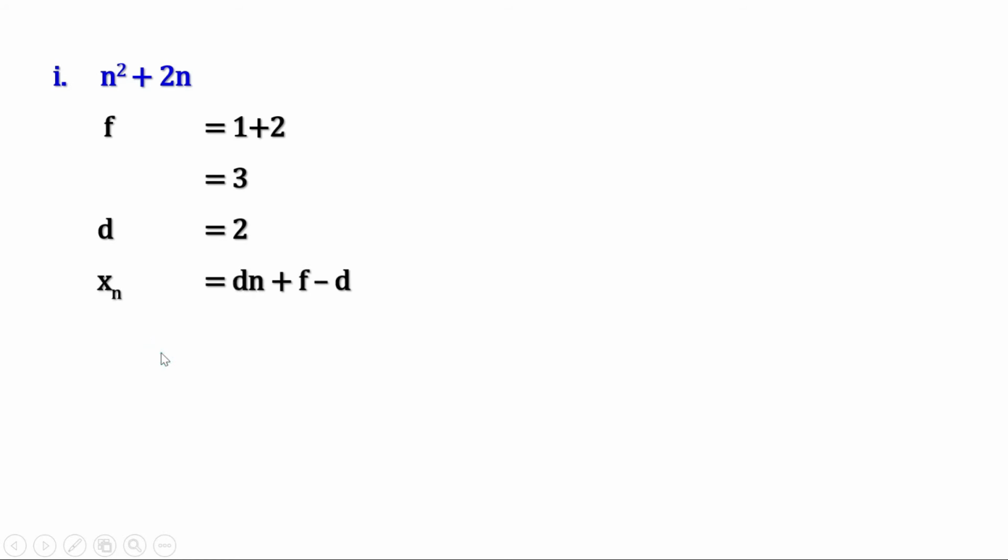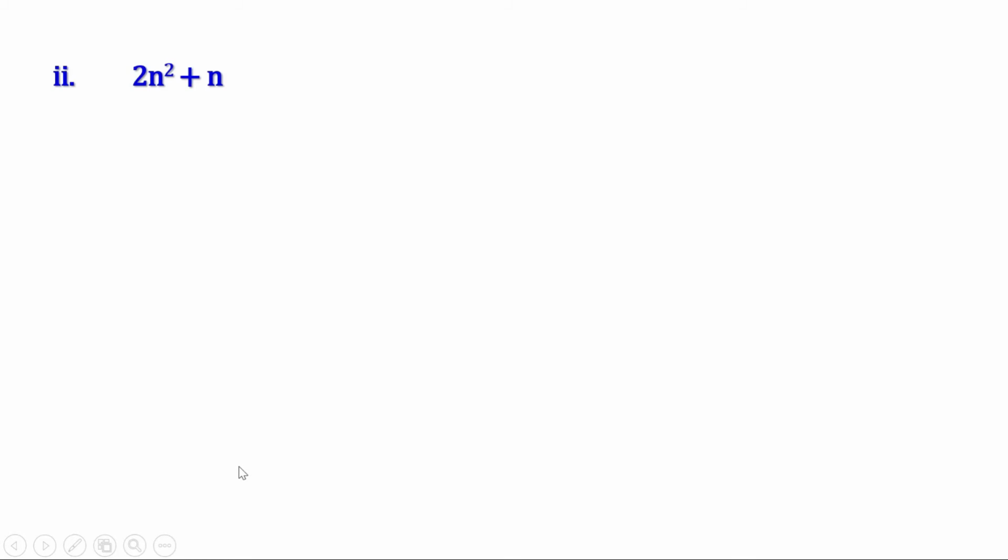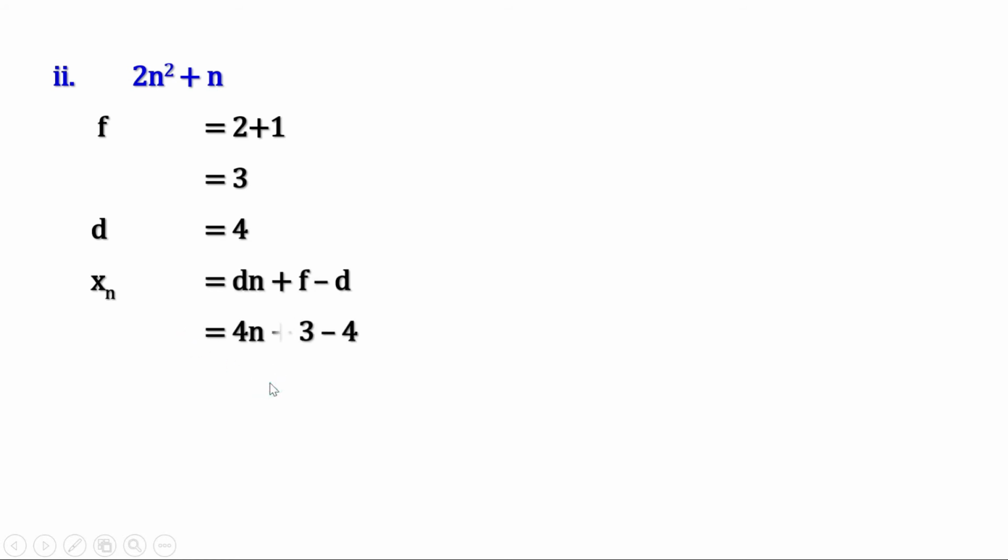Now we can find the nth term, that is equal to dn plus f minus d. Replacing the values, we will get 2n plus 3 minus 2. 3 minus 2 is 1. So we get 2n plus 1. This is the expression for the nth term of this sequence. Now the second part, 2n square plus n. First term is 2 plus 1, that is equal to 3. Common difference is 2 into 2, that is equal to 4. Now the nth term is dn plus f minus d, that is 4n plus 3 minus 4. 3 minus 4 is minus 1, so we can write it as 4n minus 1.